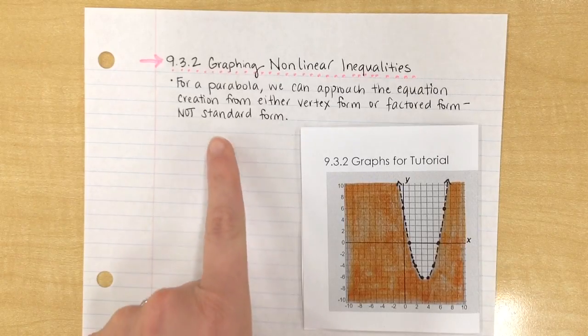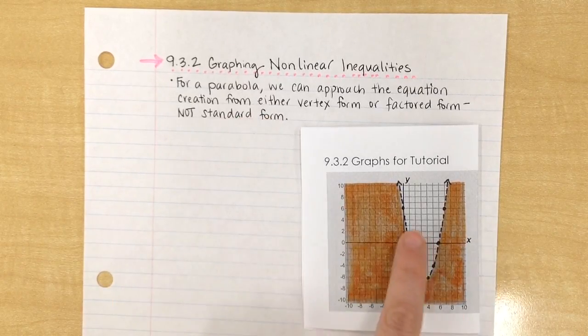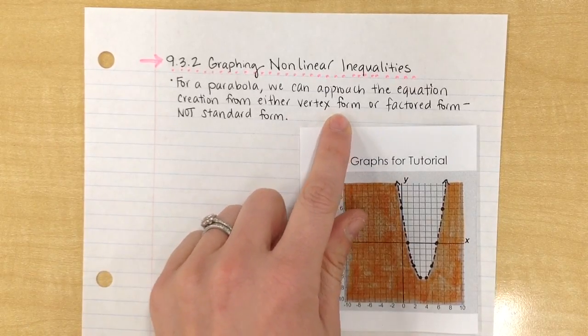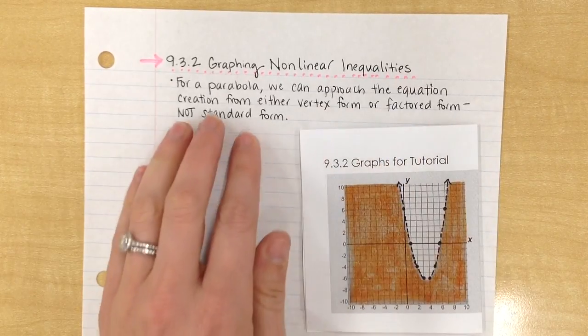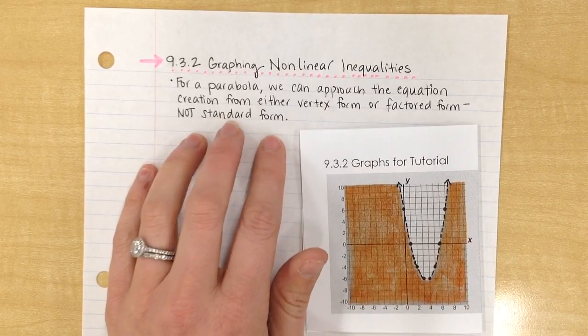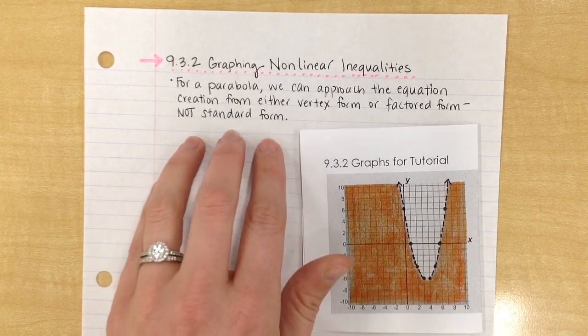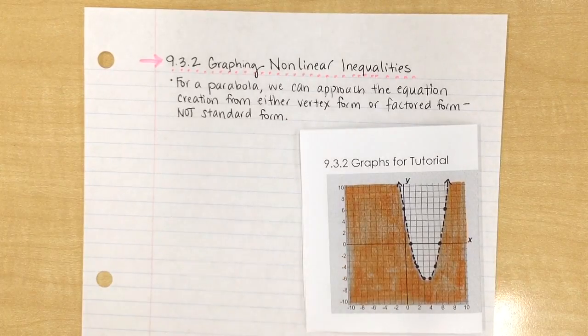So here we go. We can either approach going from a graph to an equation from vertex form, or we can use factored form. We can't use standard form because standard form only gives us the c value, which is great if we need the y-intercept. But we also need the a and the b value as well, so we can't start by using standard form.